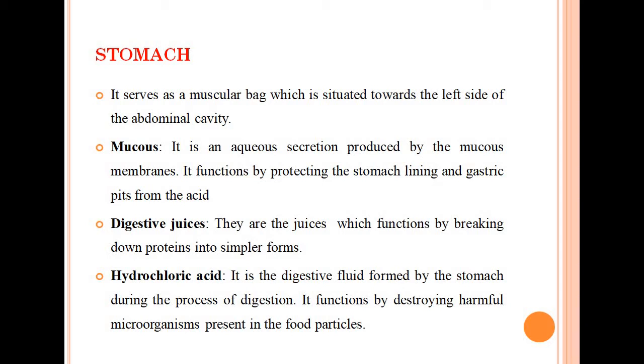The third secretion that comes out of the stomach is hydrochloric acid, that is HCl. It is a digestive fluid formed by the stomach during digestion. What is its function? It destroys harmful microorganisms present in the food particles. Whatever food we take might contain some harmful microorganisms, and these can be neutralized by the HCl produced inside the stomach, while the mucus secreted helps neutralize the effect of this HCl on the wall of the stomach. So these are the three different secretions from the stomach, a muscular organ.